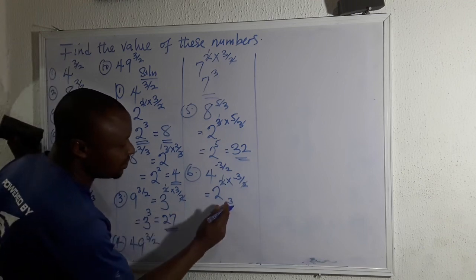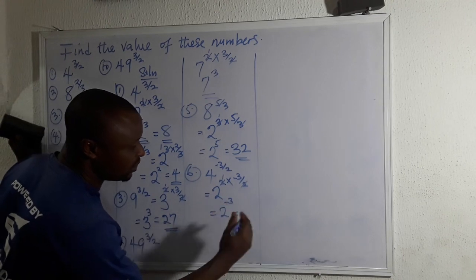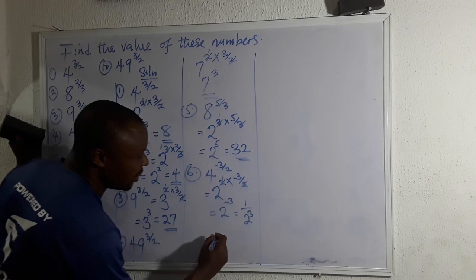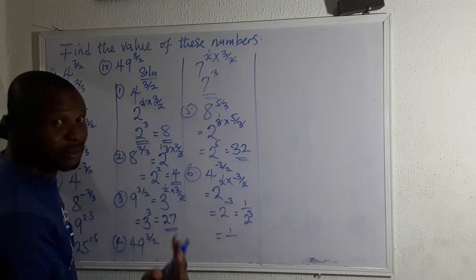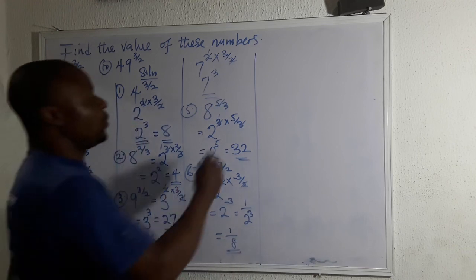To remove this negative sign, I told you in the previous video on introduction to the laws of indices that this will be 1 over 2 raised to power 3. And 2 raised to the power 3 is 2 times 2, 4 times 2, 8. So that's 1 over 8. So now we have number 7.